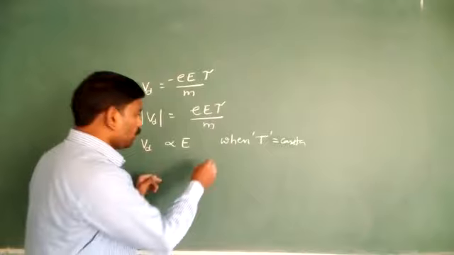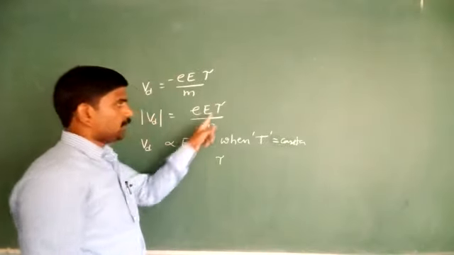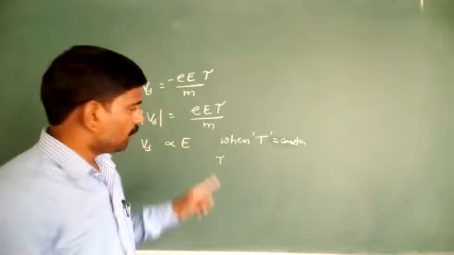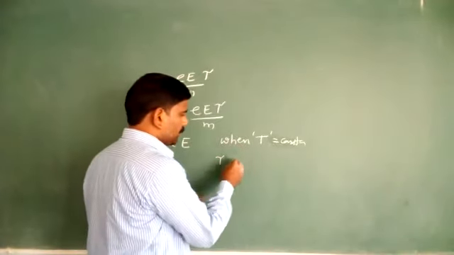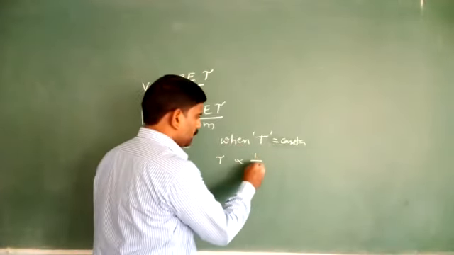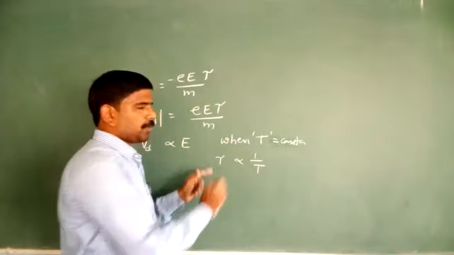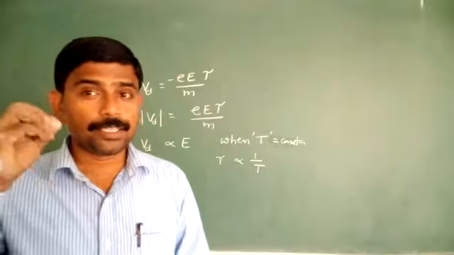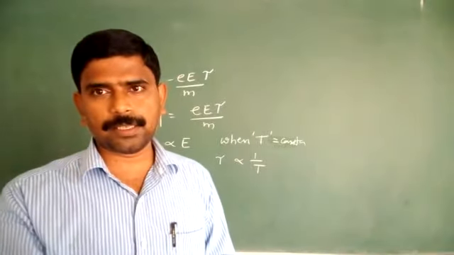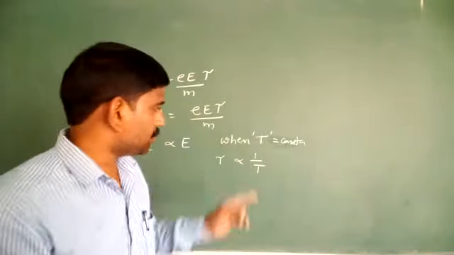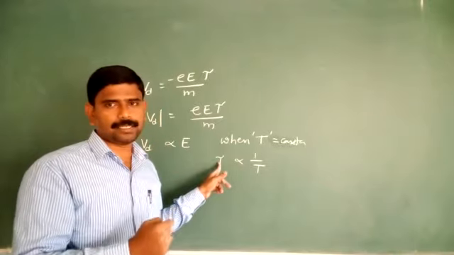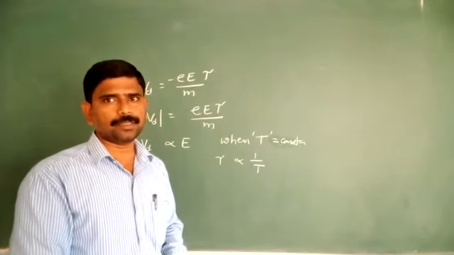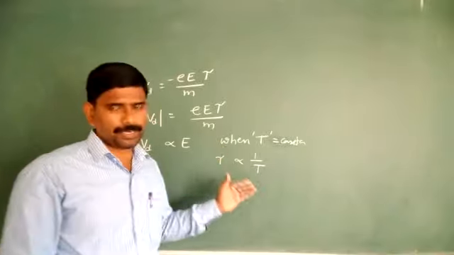Tau means average relaxation time, and tau depends upon the temperature. Tau is inversely proportional to the temperature. When the temperature increases, the speed of the electrons increases and the relaxation time decreases. When velocity increases, relaxation time decreases. So that is already completed.